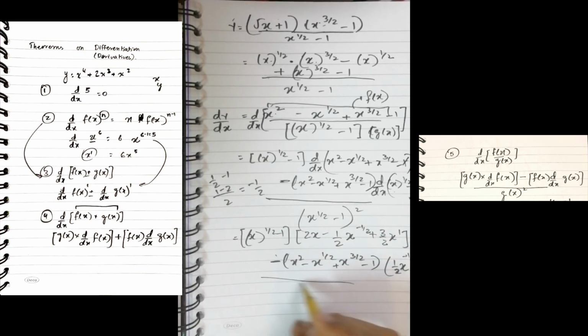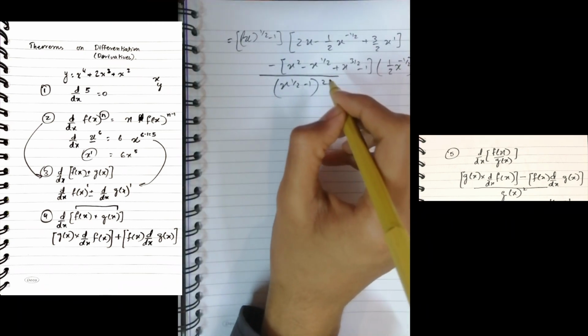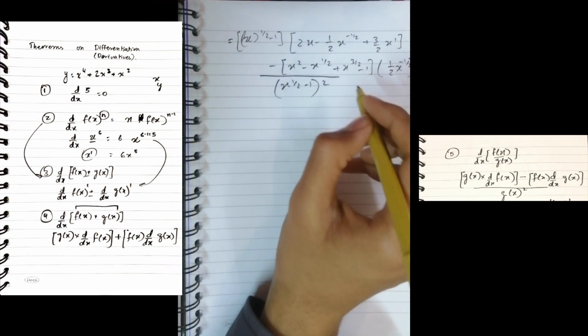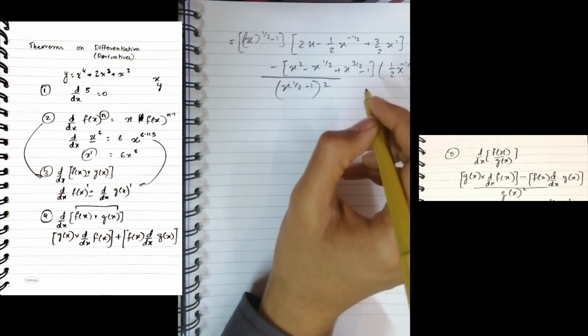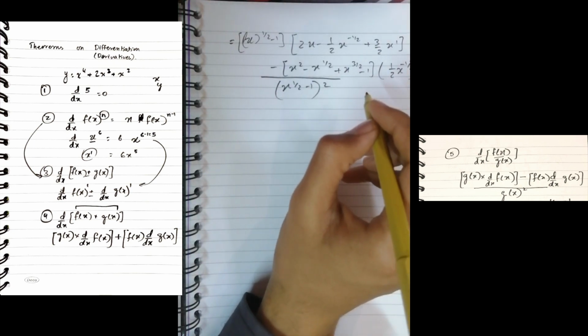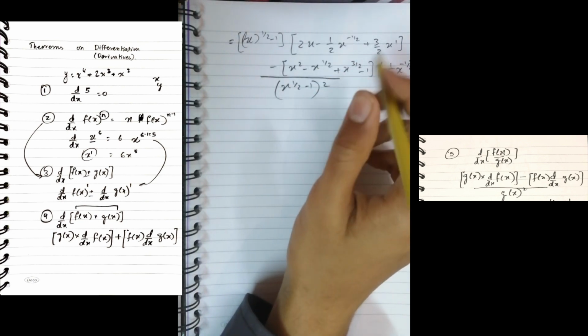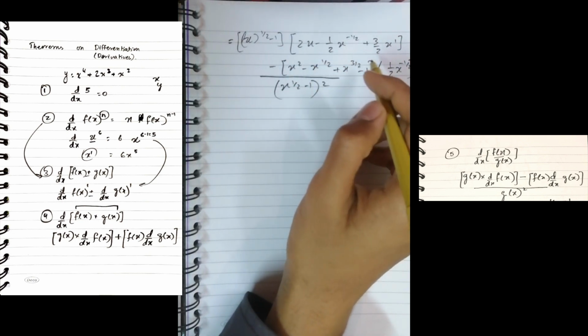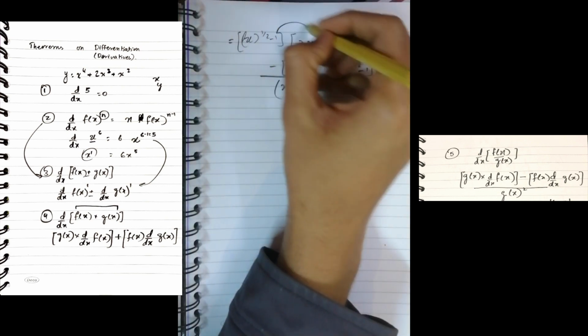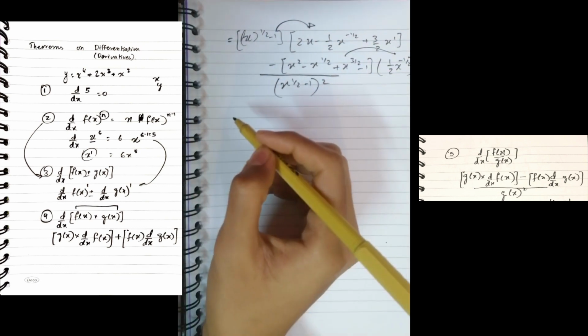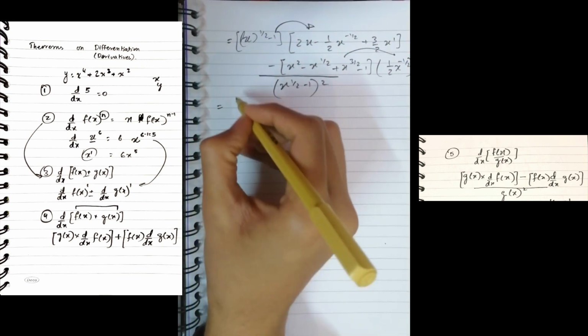And in the denominator, we have (x^(1/2) - 1) the whole square. Okay, so I have copied all of these terms into the second page, and now we can see that there is no simplification possible inside those terms, so we can go ahead and multiply these terms. So what are we going to get?